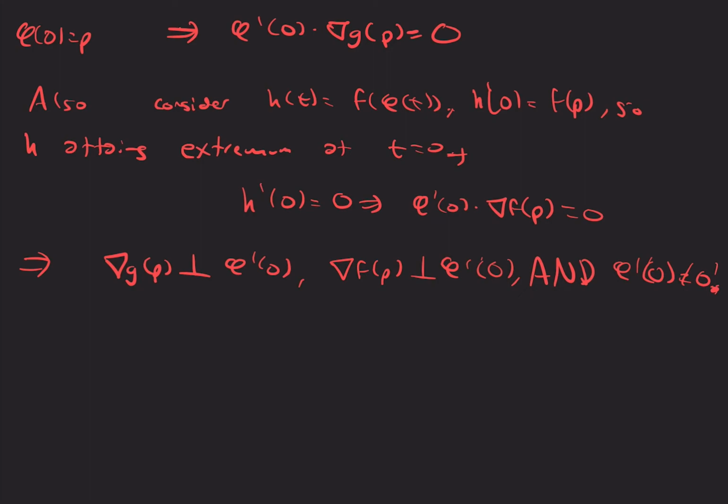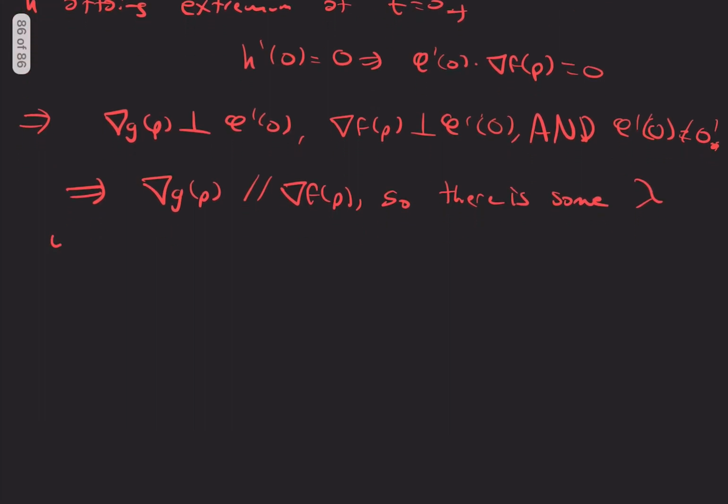that's the key punchline. That tells us that the gradient of g of p is collinear with the gradient of f of p. So there is some lambda with the gradient of f of p equal to lambda times the gradient of g of p. And that's the proof in R2.